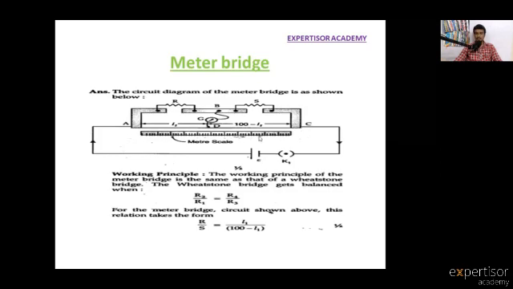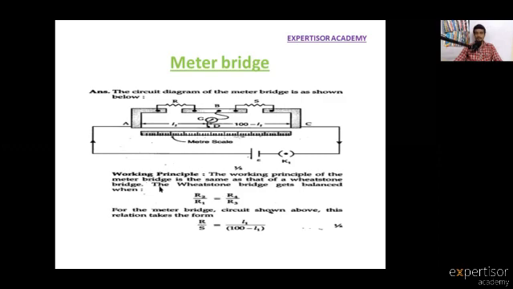So first of all, what is the use of meter bridge? This meter bridge is used for balancing unknown resistances. Here at point A and point B, these 2 points are connected with the battery and key.